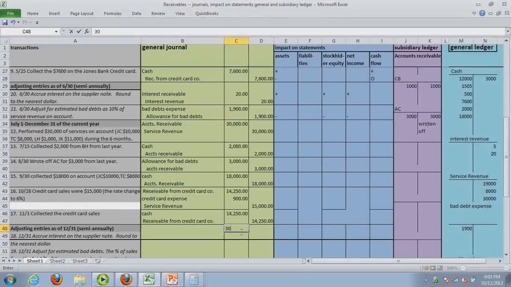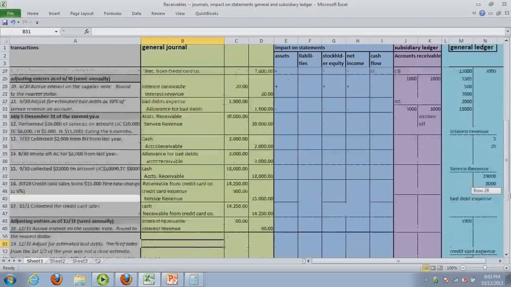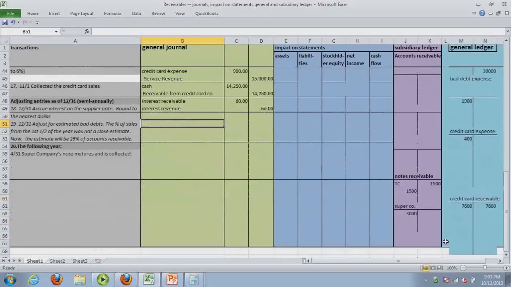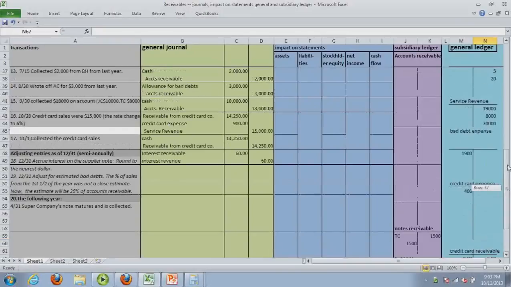Okay. So I'm going to pick up 60, not 30, but 60. It's a longer period of time. So interest receivable and interest revenue. And we've done the impact on the statements before, so we're not going to worry about that. But I think I haven't done some of my postings. So let's see. I know I did the 18,000. Receivable from credit card company for $14,250, I didn't do. And credit card expense was $900.